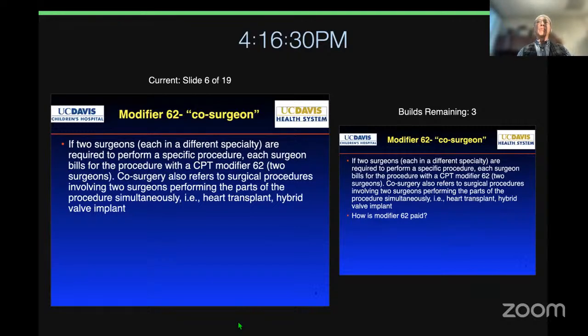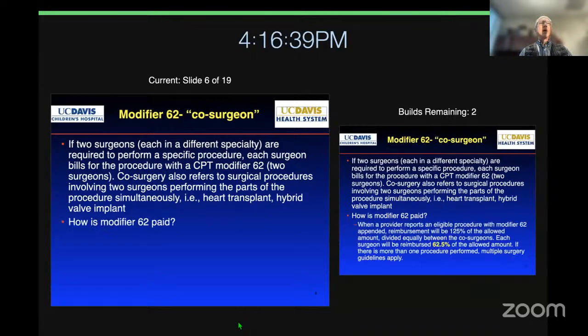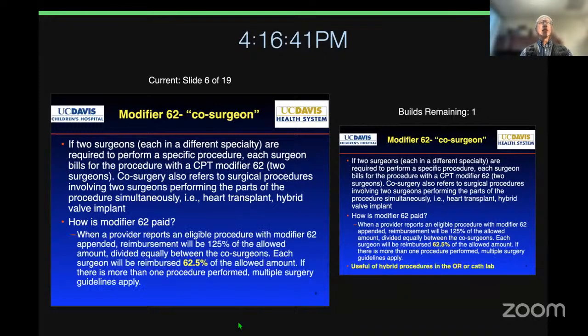A good example is a heart transplant, and of course, the hybrid valve implant is something that we all have done, and that is also applicable in that scenario. So how is this paid? Basically, when you have a co-surgeon modifier, you get paid 125% of what is allowed, and each person gets half. So that's 62.5% per co-surgeon here. So that's actually pretty helpful rather than being the assistant, you're the co-surgeon.